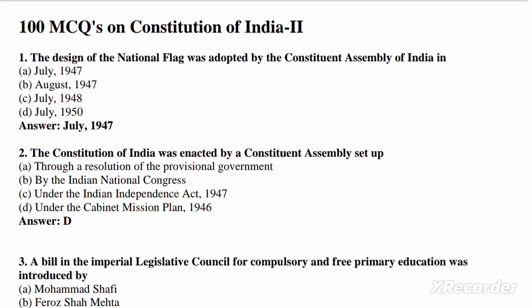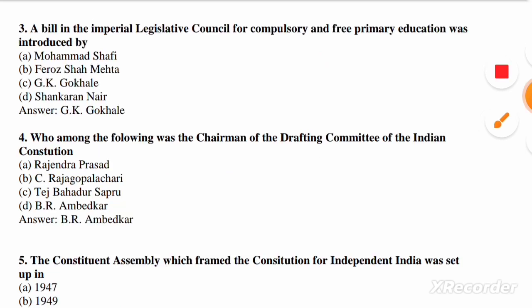100 MCQs on Constitution of India, Part 2. 1. The design of the national flag was adopted by the Constituent Assembly of India in July 1947. 2. The Constitution of India was enacted by a Constituent Assembly set up under the Cabinet Mission Plan 1946, option D. 3. A bill in the Imperial Legislative Council for compulsory and free primary education was introduced by option C.